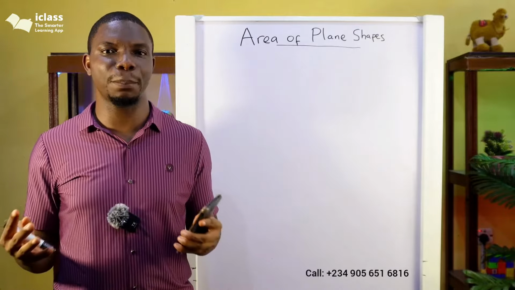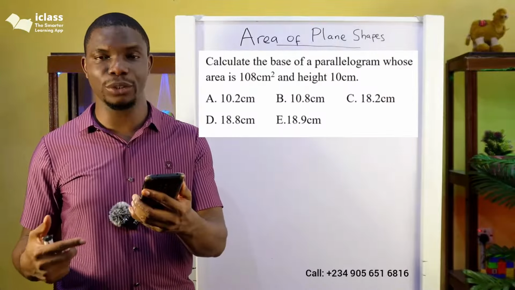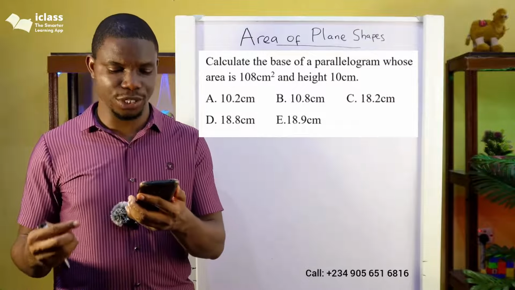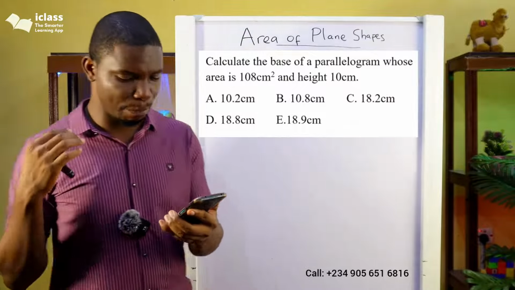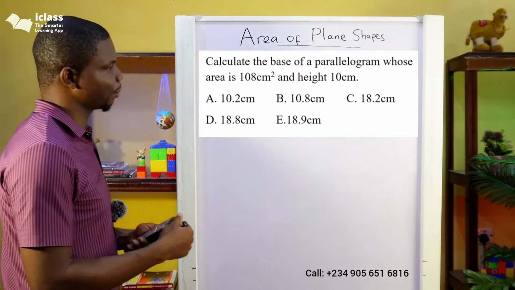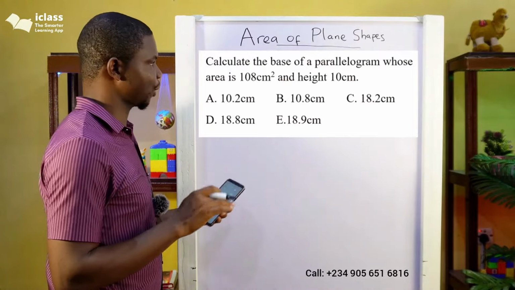We've taken several practice questions on this topic. And moving on to the next one, calculate the base of a parallelogram whose area is 108 centimeters squared and height is 10 centimeters. So attempt this question and see what you get before watching my explanation.